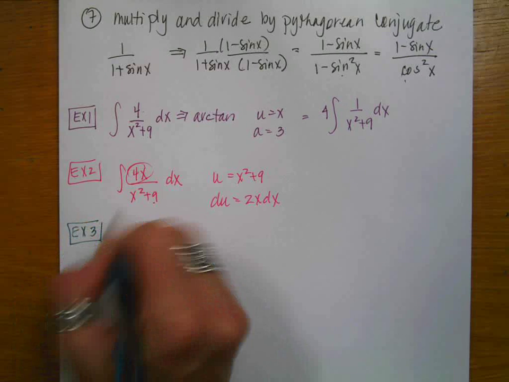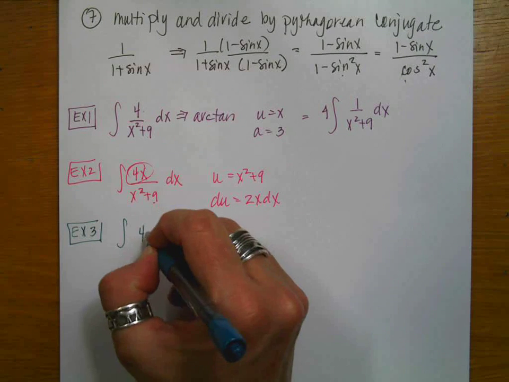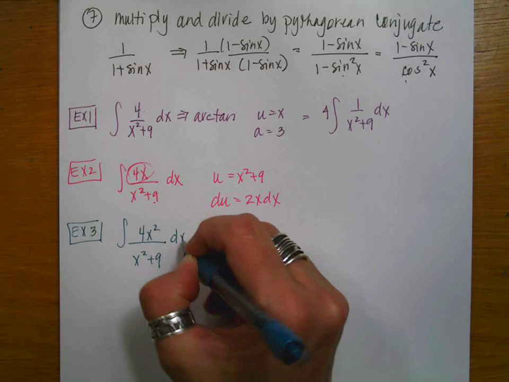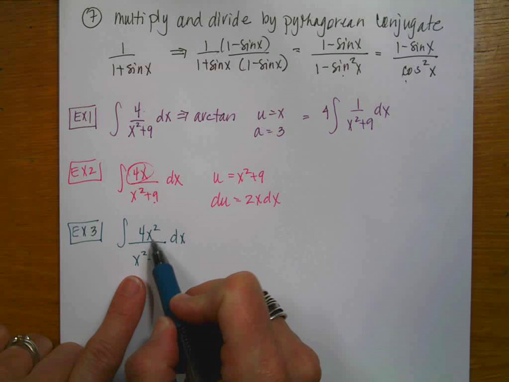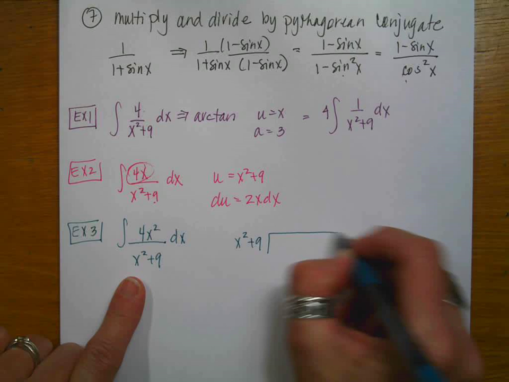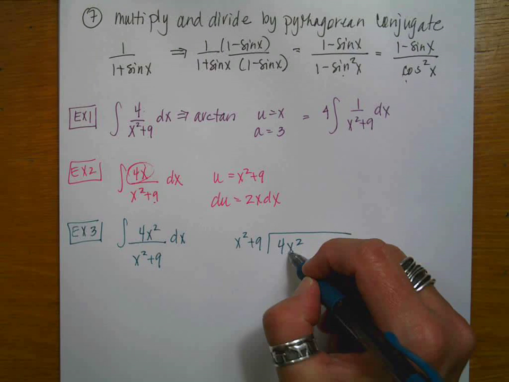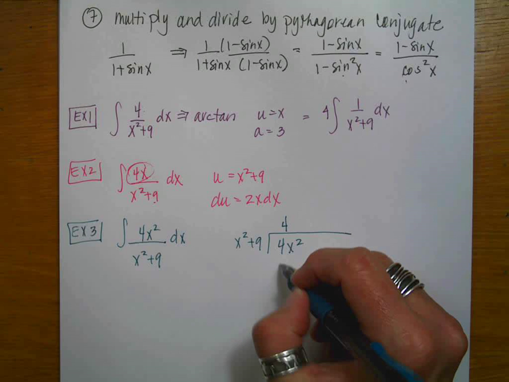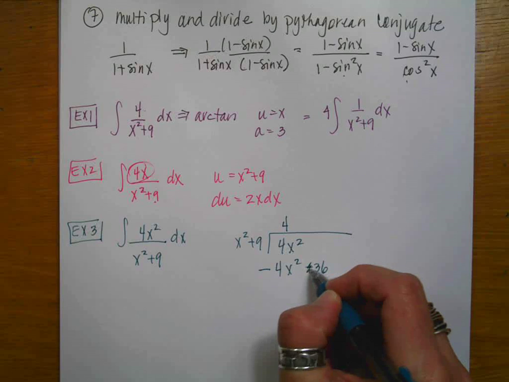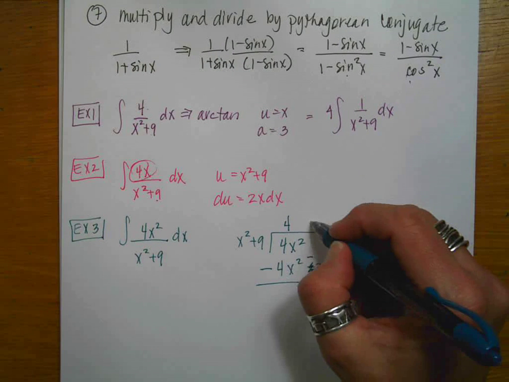Example 3 is yet again another slight variation of these 2 problems. And let's say I had 4x squared over x squared plus 9. Now notice that the degree is the same, top and bottom. So what I would start with is long division. So if I divide x squared into 4x squared, I get 4, multiply through, and I get 4x squared plus 36. Change the signs, and I get a negative 36 as the remainder.